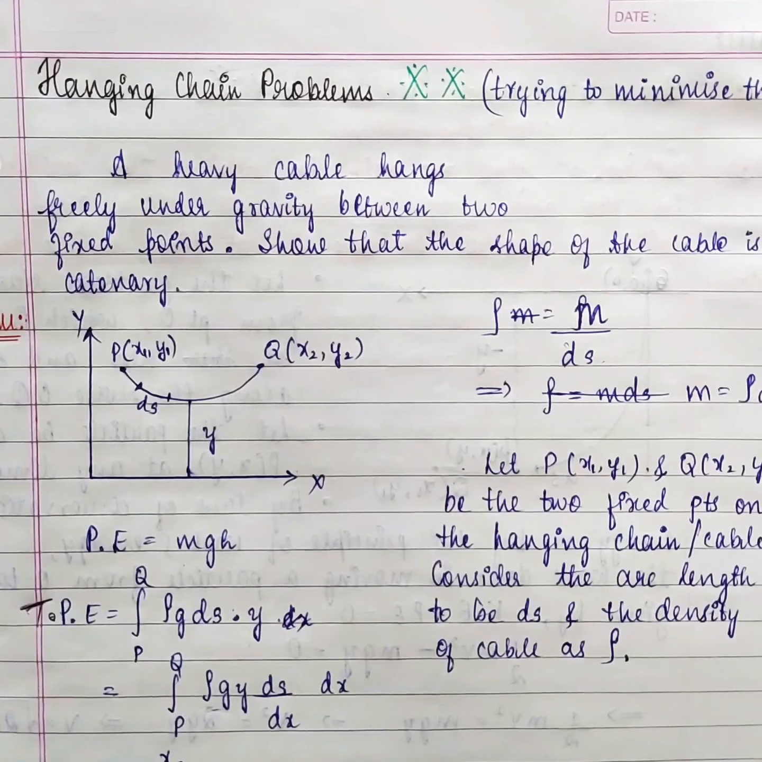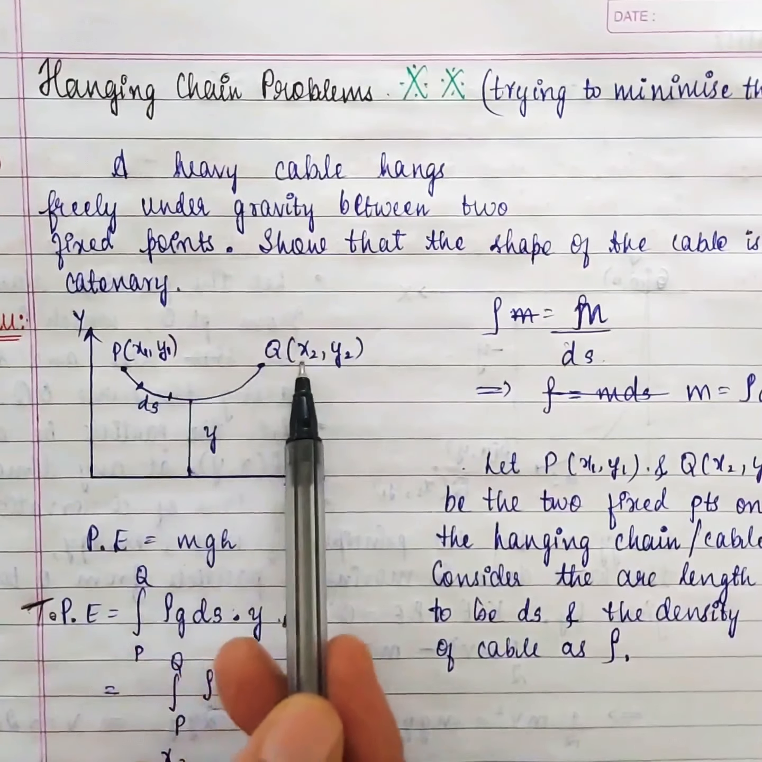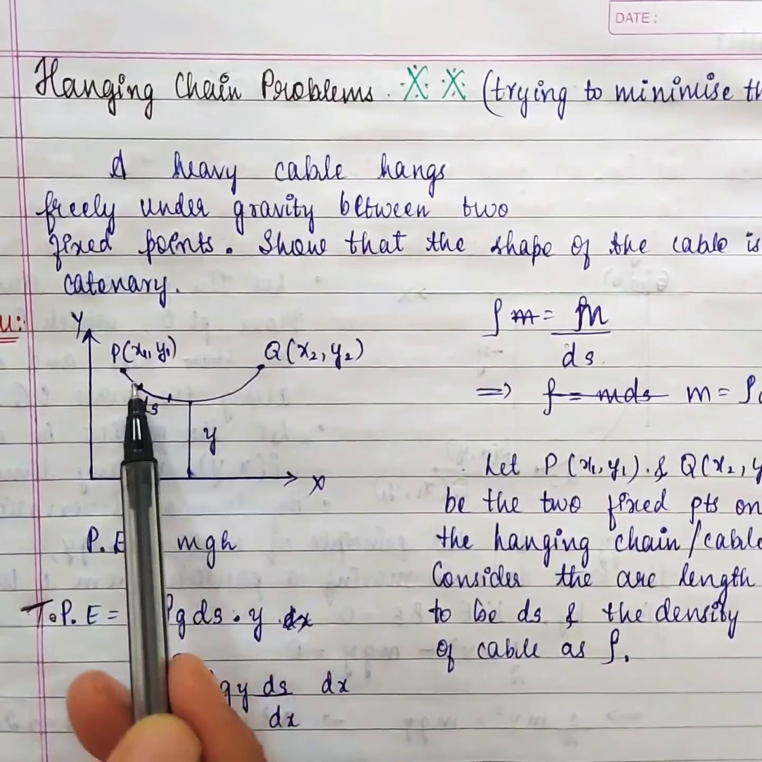That is the hanging chain problem, one of the applications of this calculus of variation. The statement is: a heavy cable hangs freely under gravity between two fixed points. Show that the shape of the cable is a catenary. They may ask you to state and prove, so you have to be clear with the statement. And the points can be, say, P of x1 y1 and Q of x2 y2, and a heavy cable hangs under gravity between these 2 points.